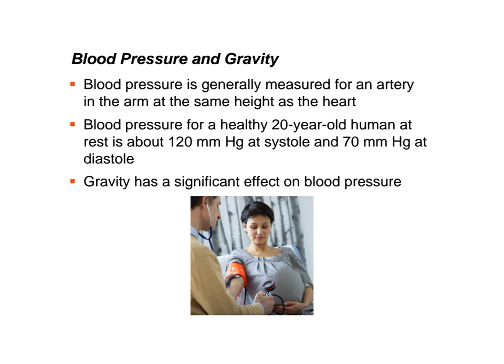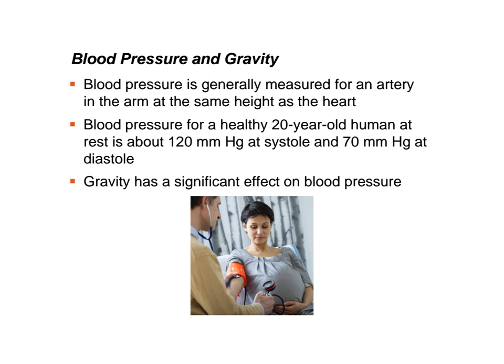So for this reason, in order to have a standard way of measuring blood pressure, what we typically do is measure from the brachial artery, which is in the arm, and it's roughly at the level of the heart. And so that'll give you approximately the blood pressure of the aorta, which is what we're really concerned with. So the blood pressure for a healthy 20-year-old male human is about 120 millimeters of mercury during systole and 70 millimeters of mercury during diastole.